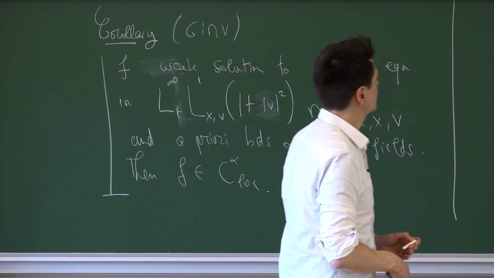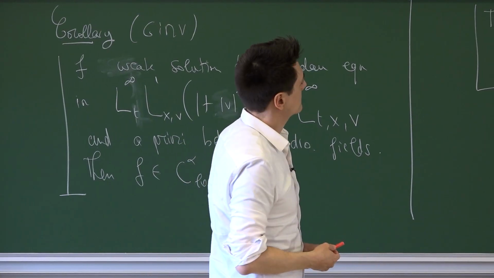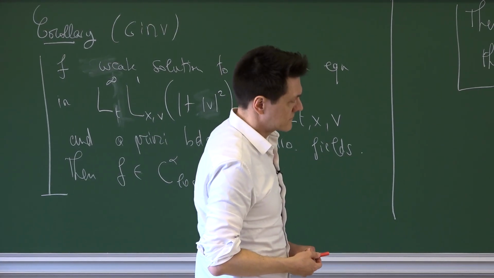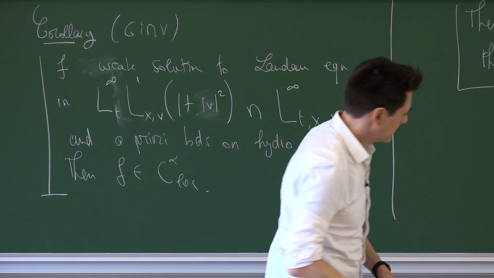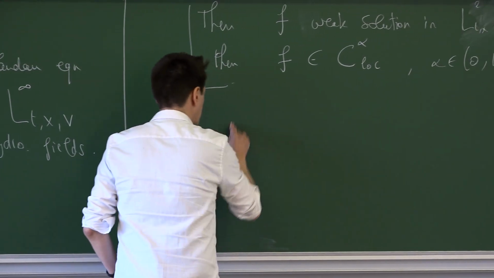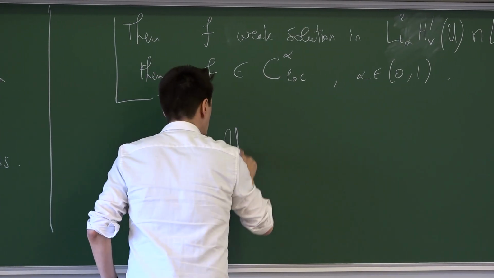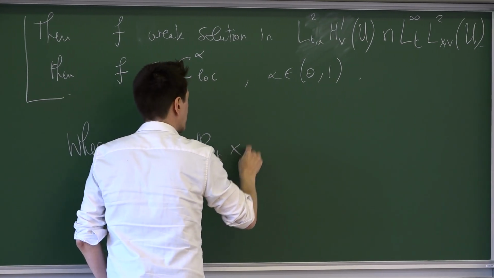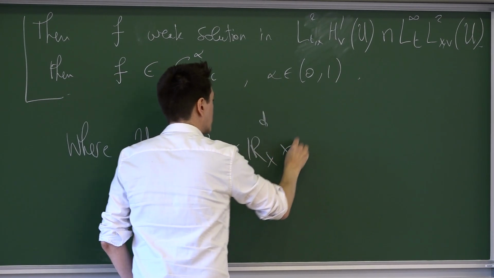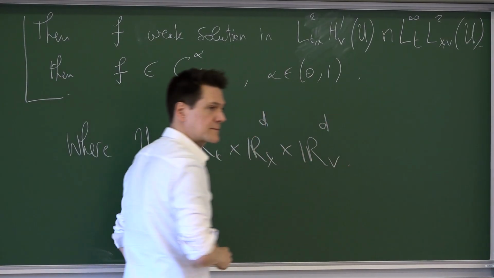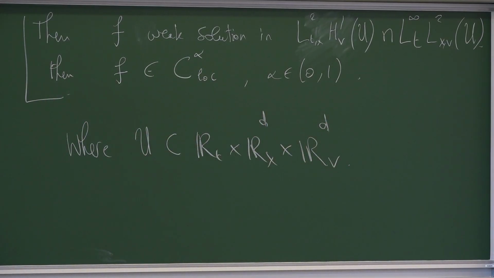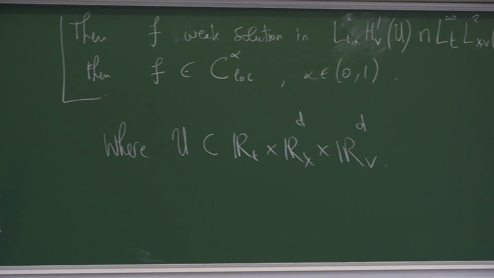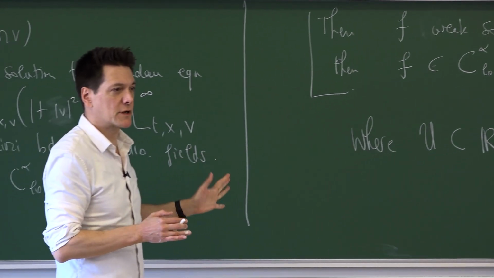Just to make sure: before, U was for the position, so now U is the domain for the position, but the velocity is unbounded. Absolutely. Where now U is an open set in R for time, cross RD for X, cross RD for V. But this is the only time in this statement I will take a general open set. After, in a second, I will stick to cylinders, because you want to prove local regularity, so in the end, you only have to work in a cylinder.